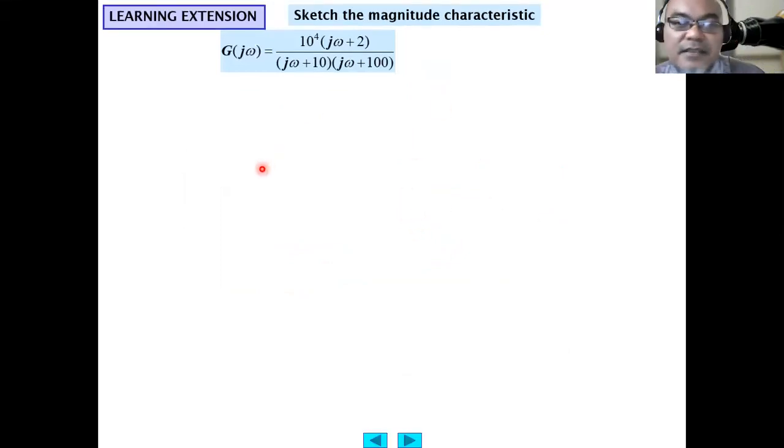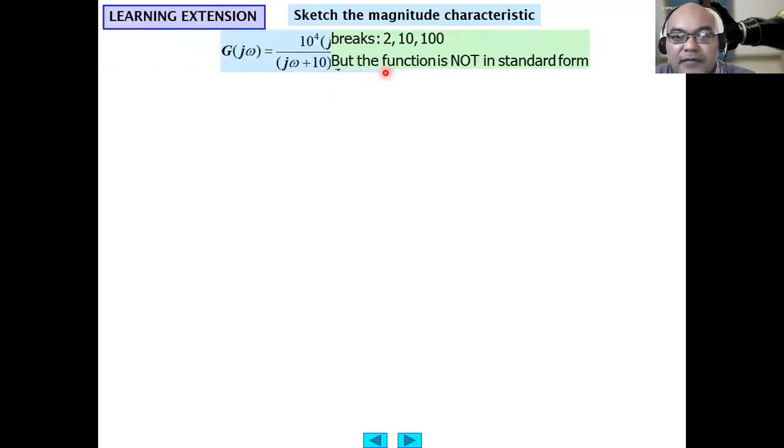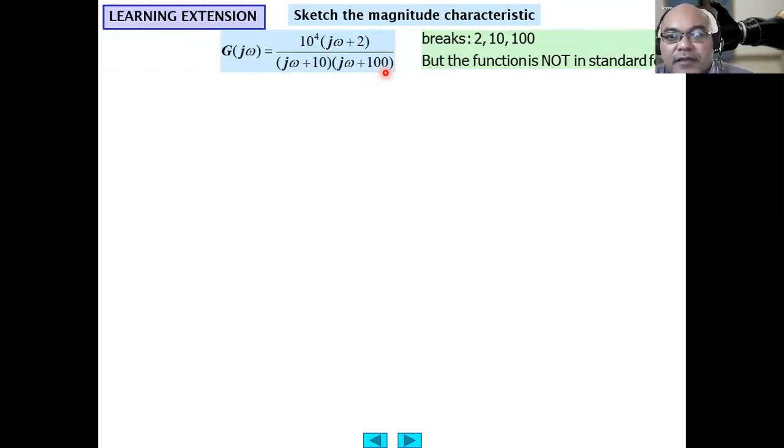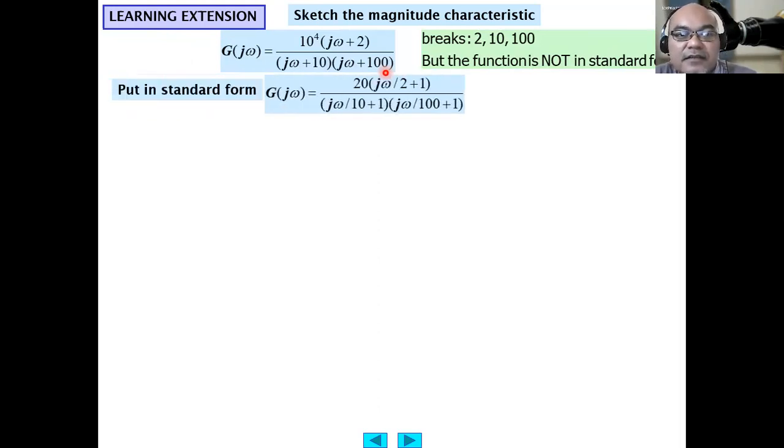Let's now sketch the magnitude characteristic of this transfer function G(j omega) with 10 to the power of 4 times (j omega plus 2) divided by (j omega plus 10) times (j omega plus 100). So the corner or break frequencies are 2 radian per second, 10 radian per second, and 100. Yeah, 2, 10, and 100. However, the function is not in the standard form, so we have to put it into the standard form.